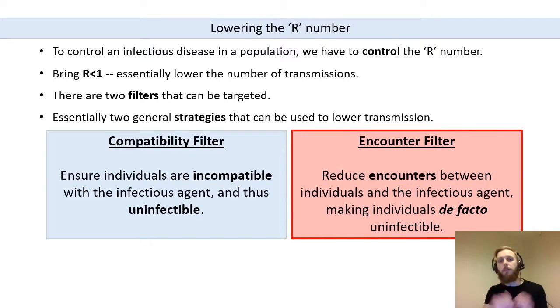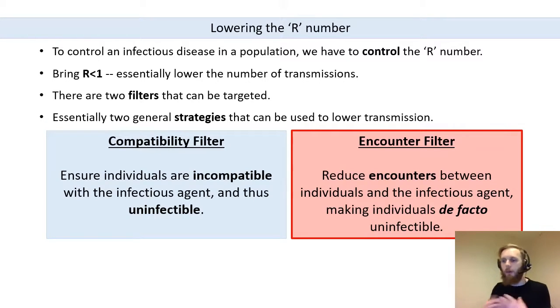Okay, so the other filter is the encounter filter, and the idea here is similar. It's about lowering the R number, it's about controlling the spread of the infectious agent, but the way it's done is different. So with the encounter filter, we're thinking about encounters between the infectious agent and individuals. And the principle here is that an infectious agent can only infect individuals that it comes into contact with. So if we have any particular virus, it can only establish infections in individuals that it physically comes into contact with, right?